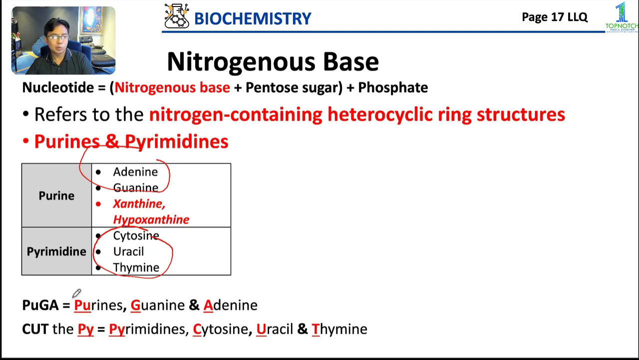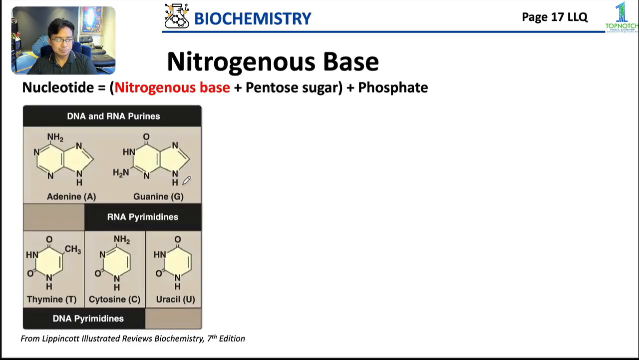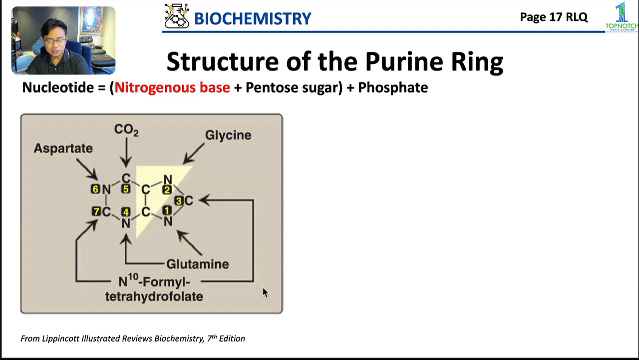Now, purines: guanine and adenine. While for pyrimidines, we have cytosine, uracil, and thymine. Now, for bases, as you can see, guys, both A and G are DNA and RNA purines. But when it comes to RNA pyrimidines, we only have C and U. And when it comes to DNA pyrimidines, we only have cytosine and thymine. Point is, cytosine exists in both RNA and DNA, but uracil is only found in RNA, while thymine is only found in DNA molecules. Take note of the structure of the purine ring.